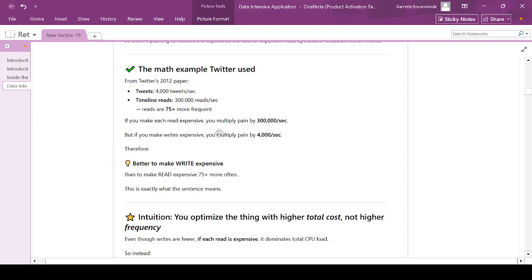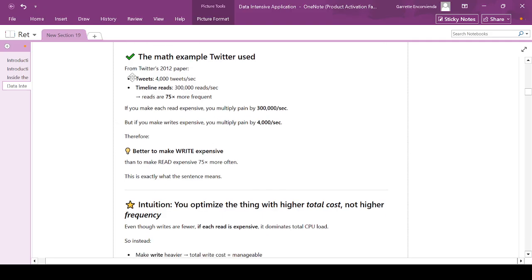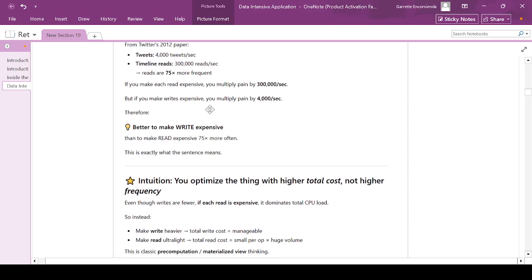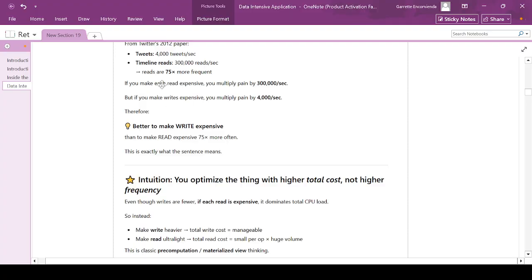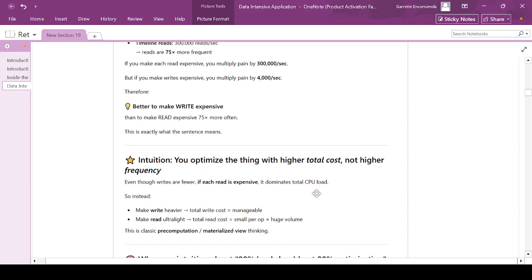The math example Twitter used, from Twitter's 2012 paper: tweets are 4,000 tweets per second. Timeline reads are 300,000 reads per second. Reads are 75x more frequent. If you make reads expensive, you multiply the pain by 300,000 per second. But if you make writes expensive, you multiply the pain by 4,000 per second.